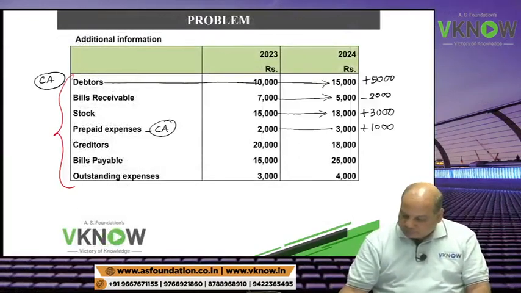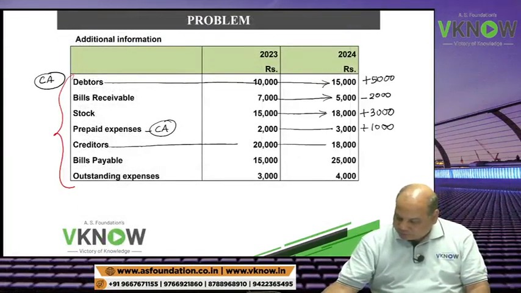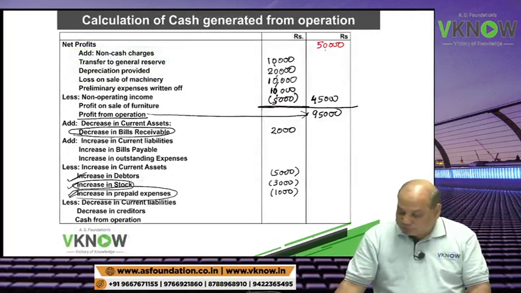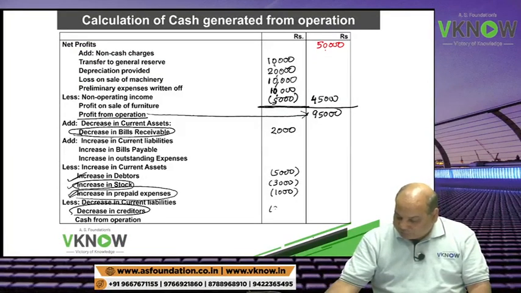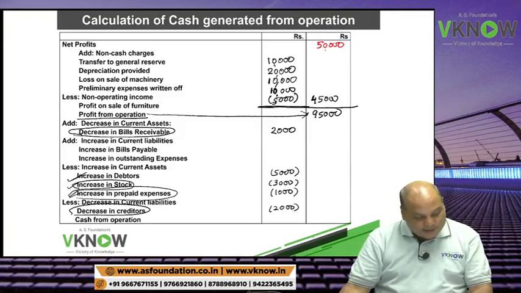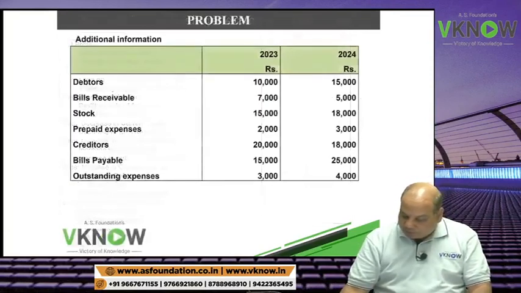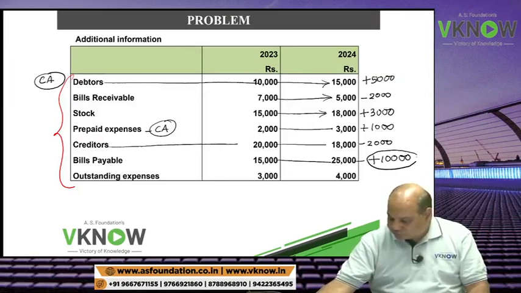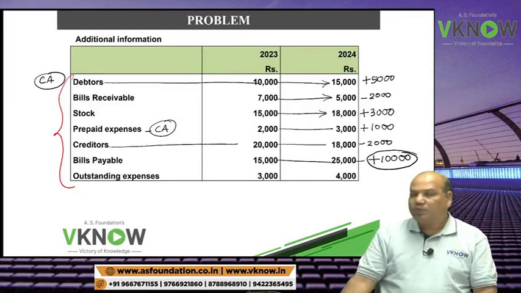Next line, creditors. There is a decrease in creditors 2000 rupees. Decrease in creditors, decrease in cash flow. Last second line, decrease in creditors, decrease in cash flow 2000. Then we have bills payable. On the screen, bills payable plus 10,000.